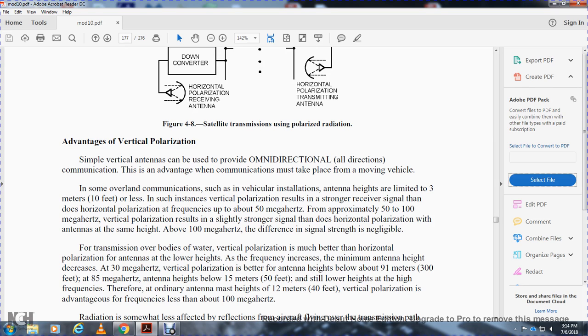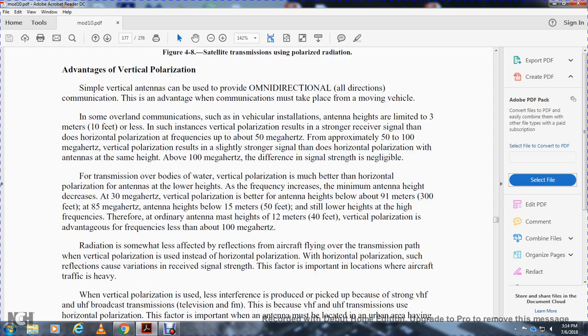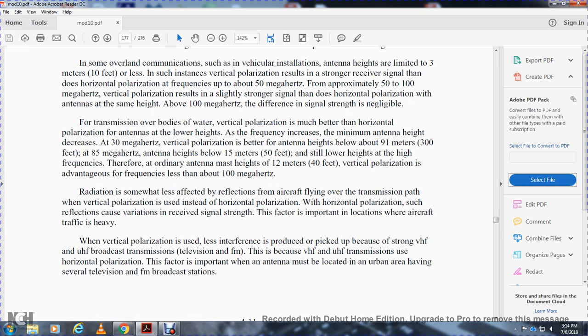From approximately 50 to 100 megahertz, vertical polarization results in a slightly stronger signal than horizontal polarization. With antenna heights above 100 megahertz, the difference in signal strength is negligible. For transmission over bodies of water, vertical polarization may be much better than horizontal polarization. For lower frequencies, the minimum antenna height increases. At 30 megahertz the better antenna height is about 91 meters or 300 feet, and at 8.85 megahertz about 15 meters or 50 feet, still lower heights than at the higher frequency. Therefore, the ordinary antenna mast height is 12 meters or 40 feet.